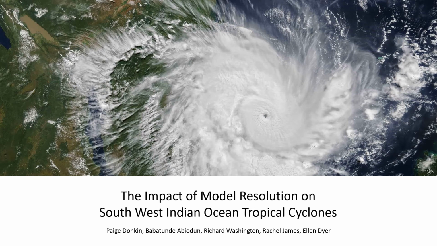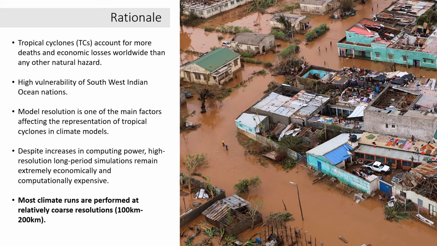Good afternoon, everyone. My name is Paige Donkin, and my research focuses on the impact of model resolution on Southwest Indian Ocean tropical cyclones. Tropical cyclones account for more deaths and economic losses worldwide than any other natural hazard. Those that occur in the Southwest Indian Ocean can have major economic and sanitary impacts as they strike nations that have fragile infrastructures and agriculture-dominated economies.